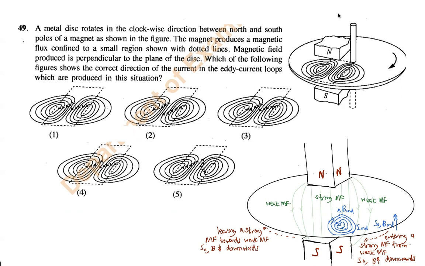If B is decreasing downwards, then what about induced B? B must be induced in the same direction. So the induced one will be like this, downwards. Now if you want the magnetic field to be down like that, use the right hand rule and you'll find the answer. It should be clockwise, like this.